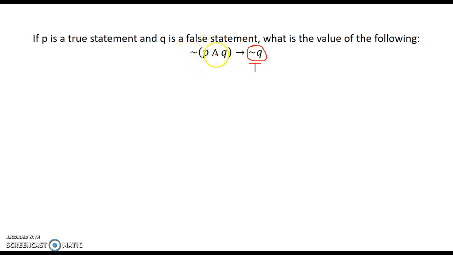So we have P and Q. Remember, this symbol means that both, in order for this and statement to be true, both of these have to be true. Well, P is indeed true, but Q is not true. So it's not the case that P and Q are both true. In other words, this thing inside the parentheses is false. Now we can look to the outside. We have a not false. So a not false would be true. The opposite of false would be true.